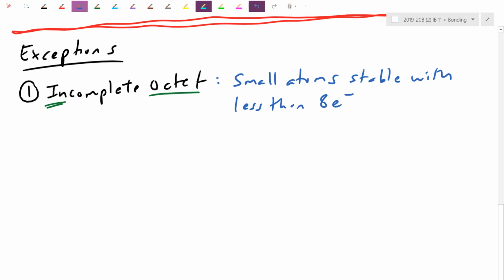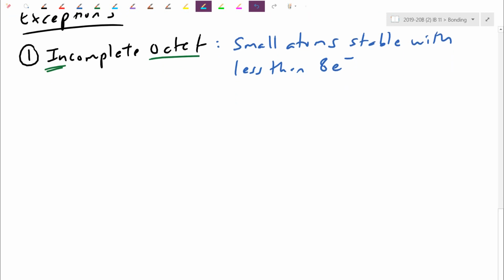8 would make you that full shell, but there are some things that are actually happy with 6 or 2 or 4 or whatever. They actually don't want 8, so don't force them to have 8. We actually saw this a little bit in yesterday's lesson. If you look at your periodic table, I'll just sketch it up for you here.